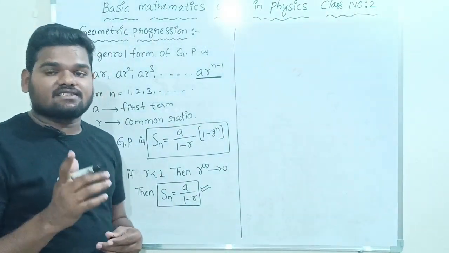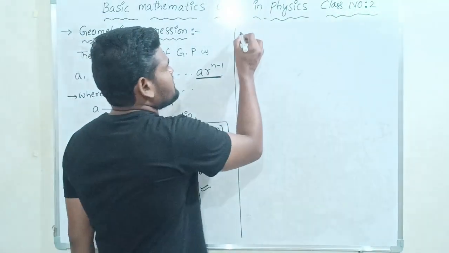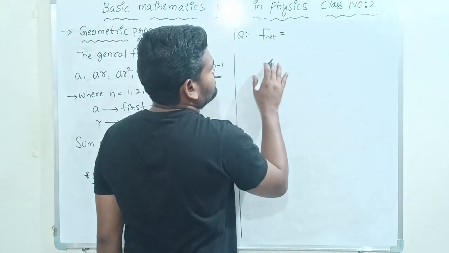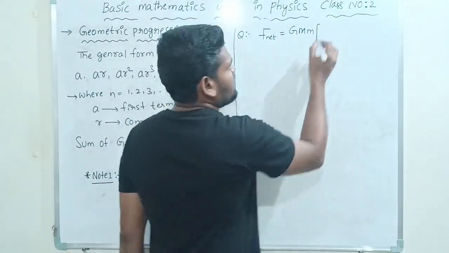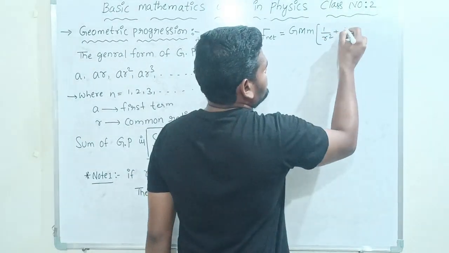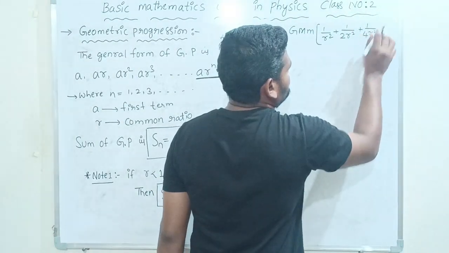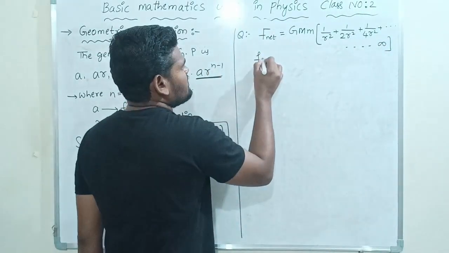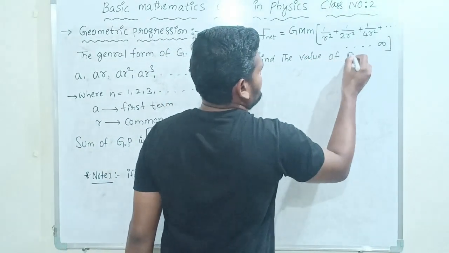Okay, so let us discuss one problem related to physics on this concept. The question is: the force F net is equal to capital G, capital M, small m into 1 by r square plus 1 by 2r square plus 1 by 4r square and so on to infinity. Find the value of F net.